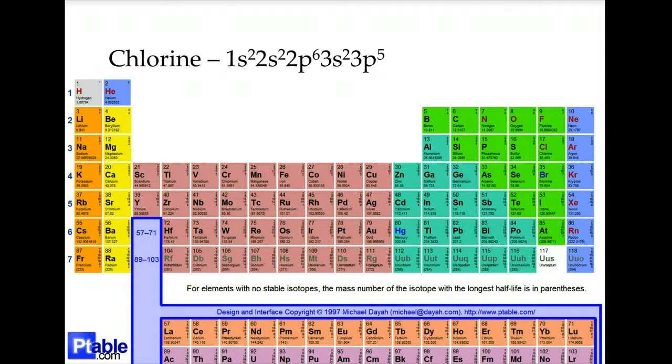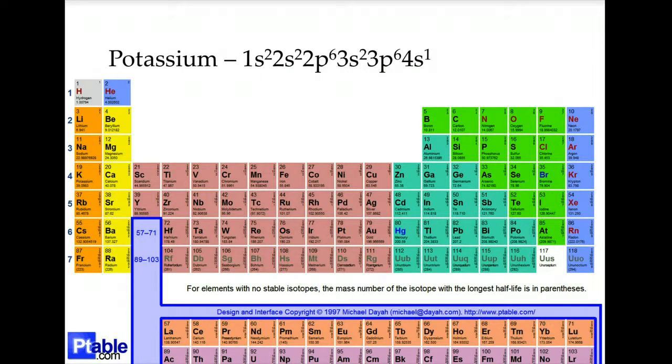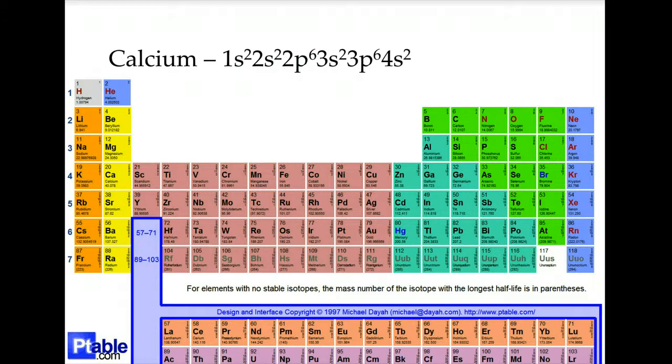Chlorine is 1s2, 2s2, 2p6, 3s2, 3p5. And finally, the end of the third row, 1s2, 2s2, 2p6, 3s2, 3p6. Potassium, 1s2, 2s2, 2p6, 3s2, 3p6, 4s1. And calcium, 1s2, 2s2, 2p6, 3s2, 3p6, 4s2.